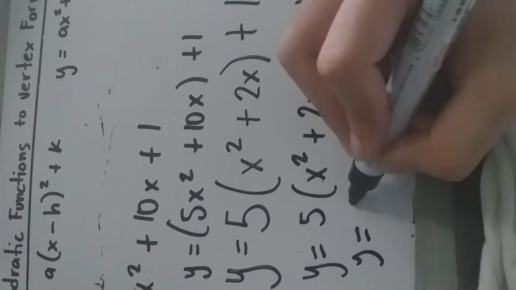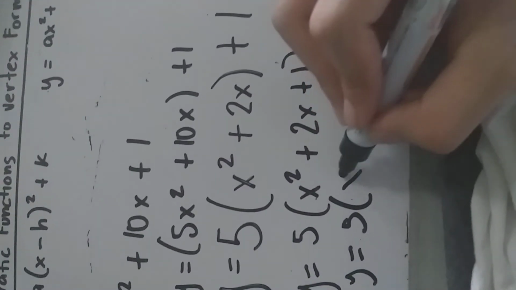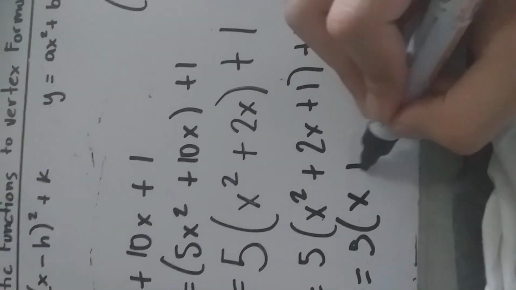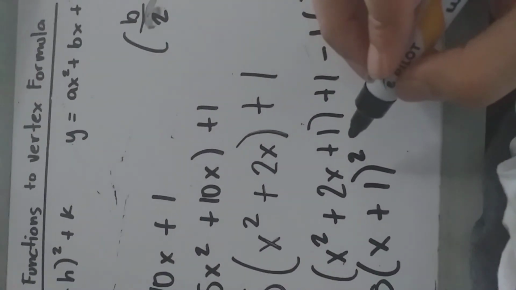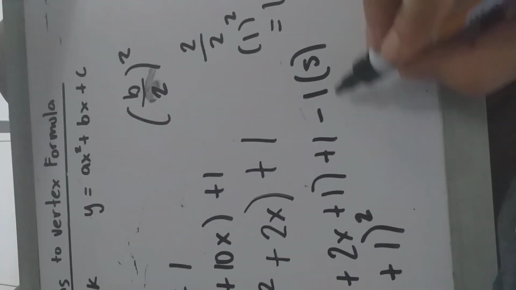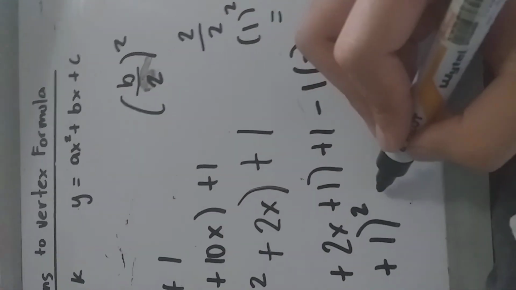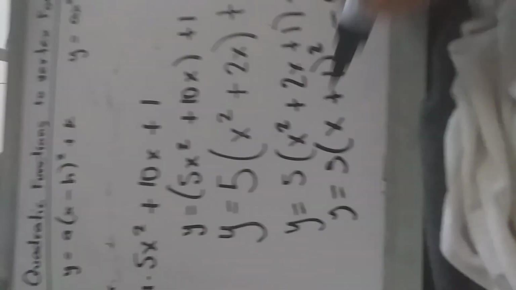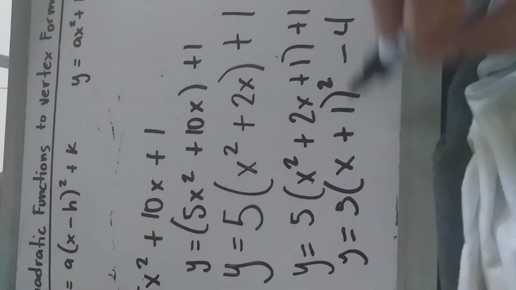So to simplify, 5 times the square root of x, square root of 1, and squared. And simplify this. 5 times 1, 5 times negative 1 is negative 5. Positive 1 plus negative 5 is negative 4. So that's it. Here's your answer right here. This is already the vertex form.